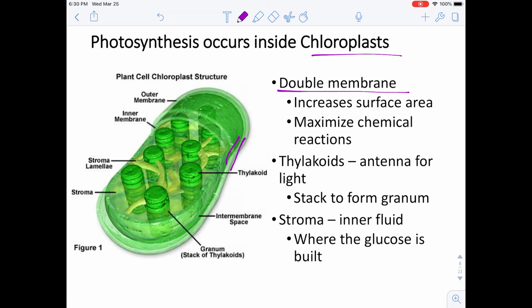Also, the reactions in photosynthesis happen in one of two locations. The first are called the thylakoids, and the thylakoids are these little coin-like structures, and you can see that there's a bunch of them all stacked up on top of each other. When you stack them up, they become what's called a granum, sometimes called grana for plural, but that's not really that important. And then you have what's called the stroma, and the stroma is just this fluid. It's the fluid in between the grana. That's going to be the location where we actually build the glucose molecule.